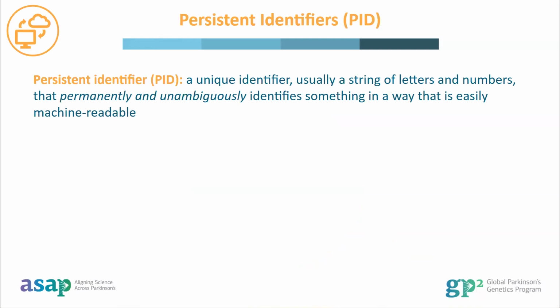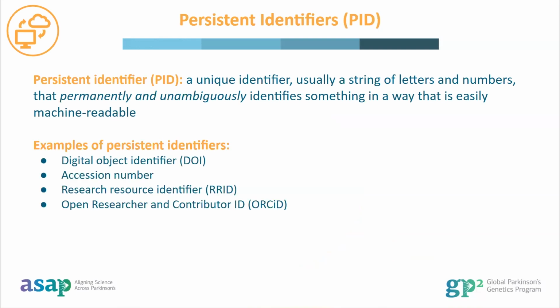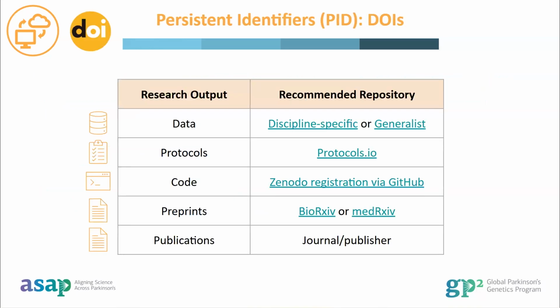Different types of PIDs exist to distinguish specific entities. Examples of persistent identifiers include digital object identifiers, or DOIs, accession numbers, research resource identifiers, or RRIDs, and Open Researcher and Contributor IDs, or ORCIDs. Datasets, code, protocols, and articles are assigned DOIs, or accession numbers.